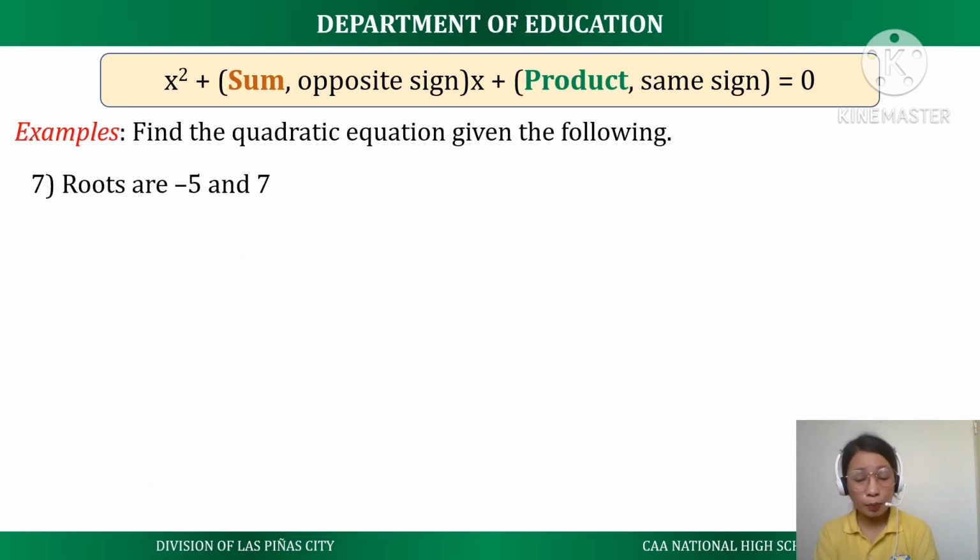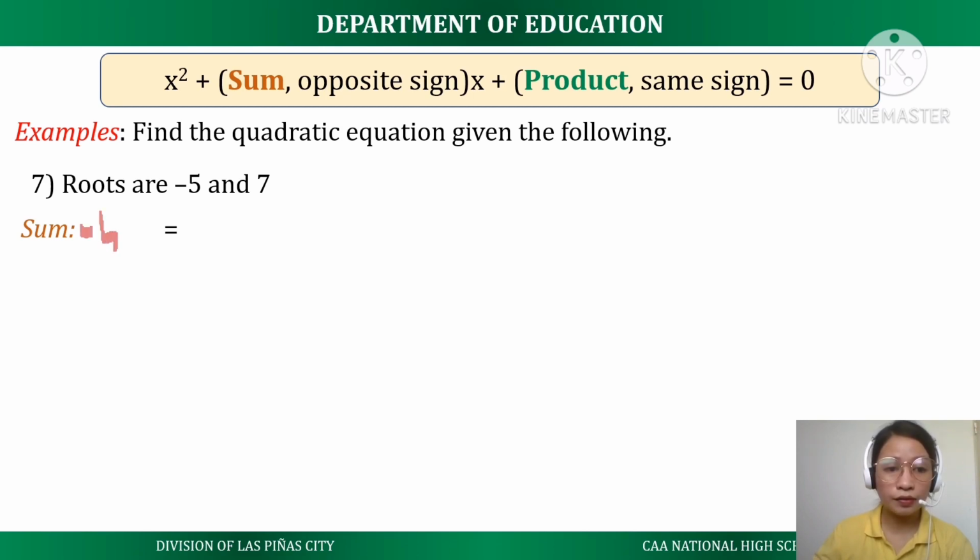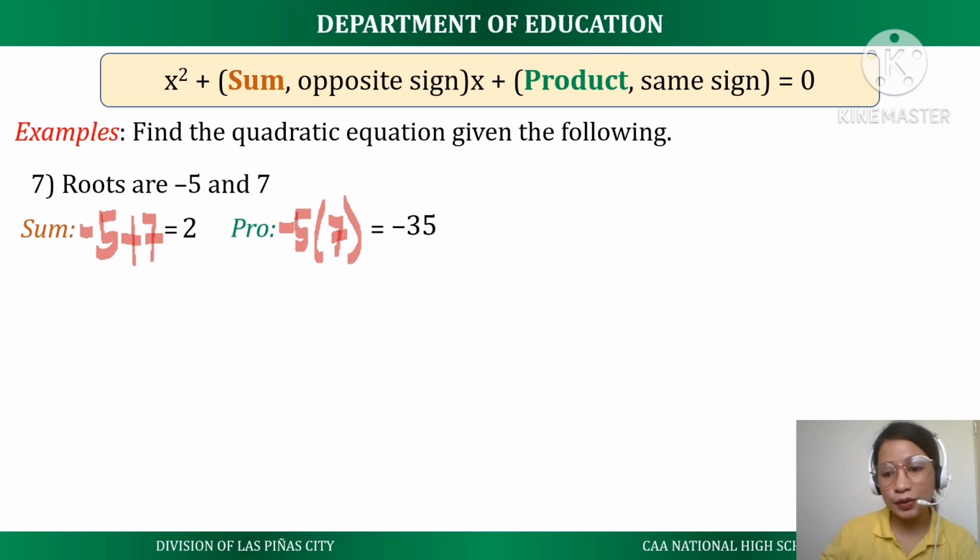So, paano naman kapag roots ang given? So, the given roots are negative 5 and 7. So, kukunin lang natin yung sum. So, ibig sabihin, i-add lang natin, we have negative 5 plus 7. That is 2 or positive 2. And then product, negative 5 times positive 7, negative 35. At yun na. Gagamitin ulit natin yung form ng pagkuha ng equation.